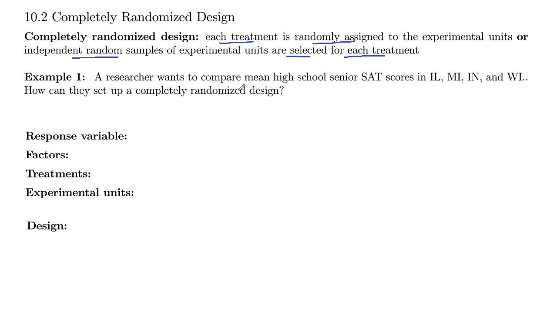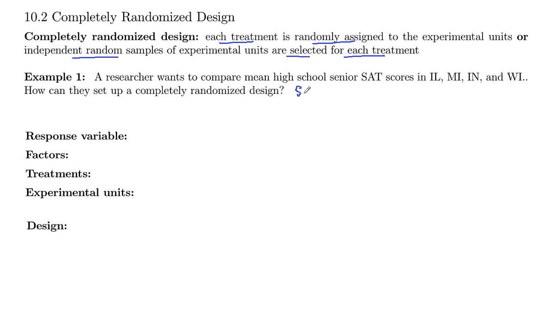So a researcher wants to compare mean high school senior SAT scores in Illinois, Michigan, Indiana, and Wisconsin. How can they set up a completely randomized design? So again, in a completely randomized design, either each treatment is randomly assigned or you take independent random samples for each treatment. I think for this one, independent random samples is going to be the way to go.